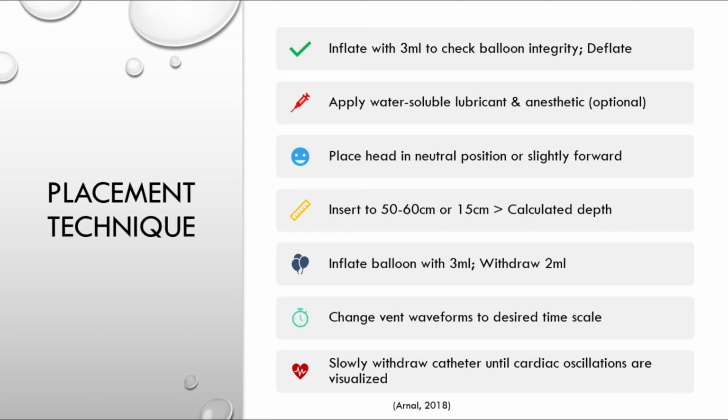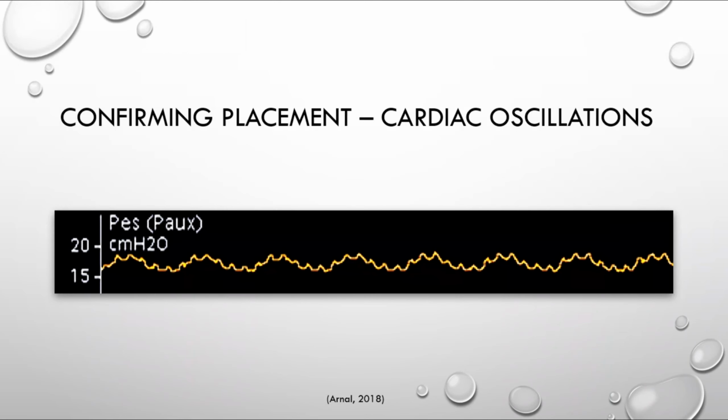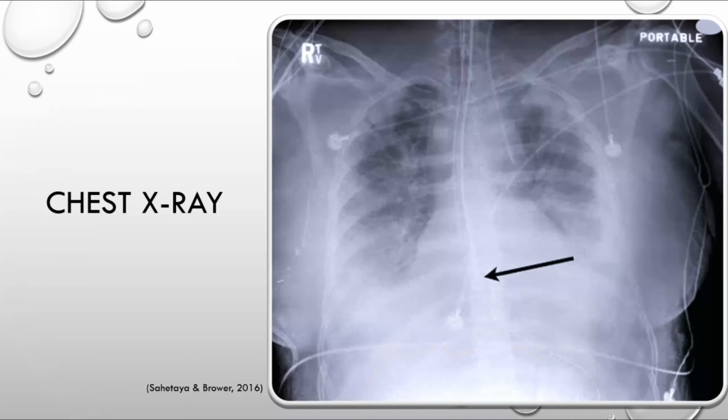You can also change the waveform's time scale on the ventilator to zoom in and get a better picture of your waveform reading. So this is just an example of the cardiac oscillations, these little up and down movements here. This is the heart beating, and it should correlate with the heart rate on the patient monitor. Once we see these, we know we're in the right spot.